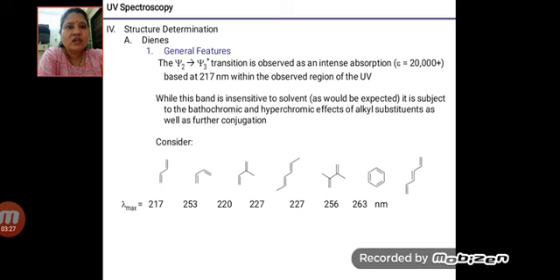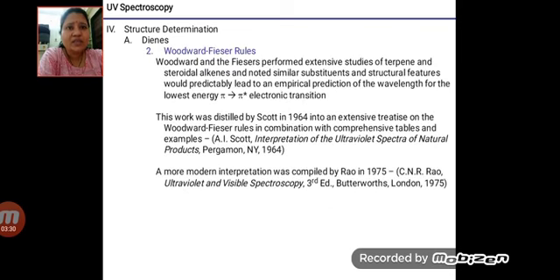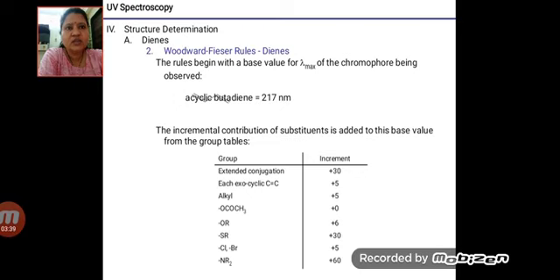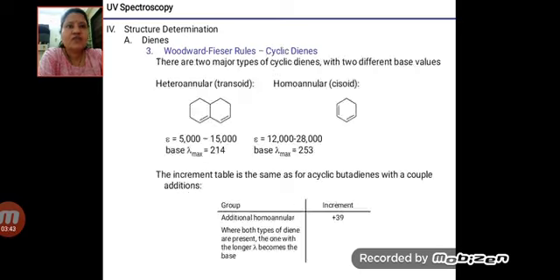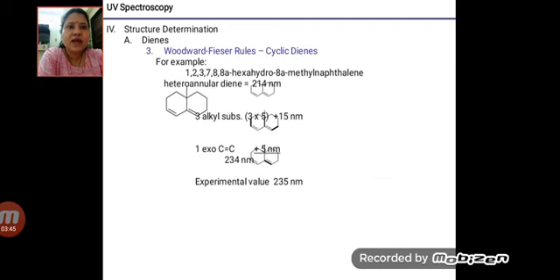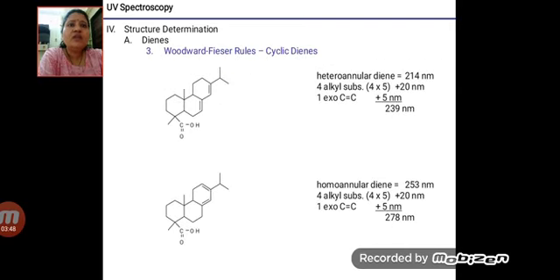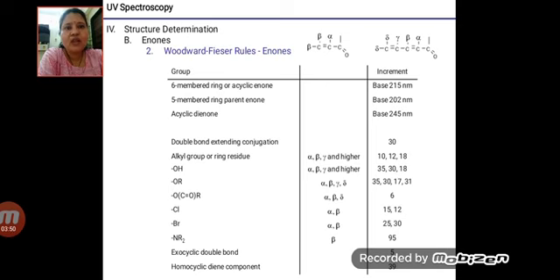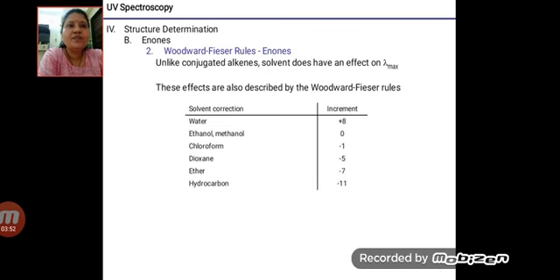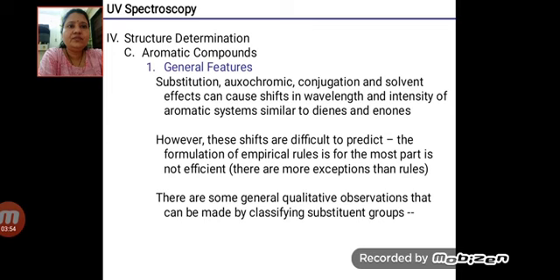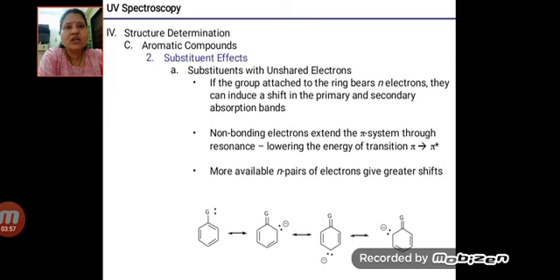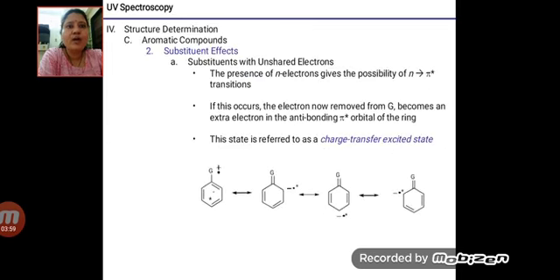So there is structural determination for dienes. There is the Woodward-Fieser rule for structural determination. If you are really interested in learning the Woodward-Fieser rule, then message me. Dienes, then it is for cyclic dienes. Then the Woodward-Fieser rule is for enone and dienone systems. Aromatic structural determination in case of aromatic compounds.